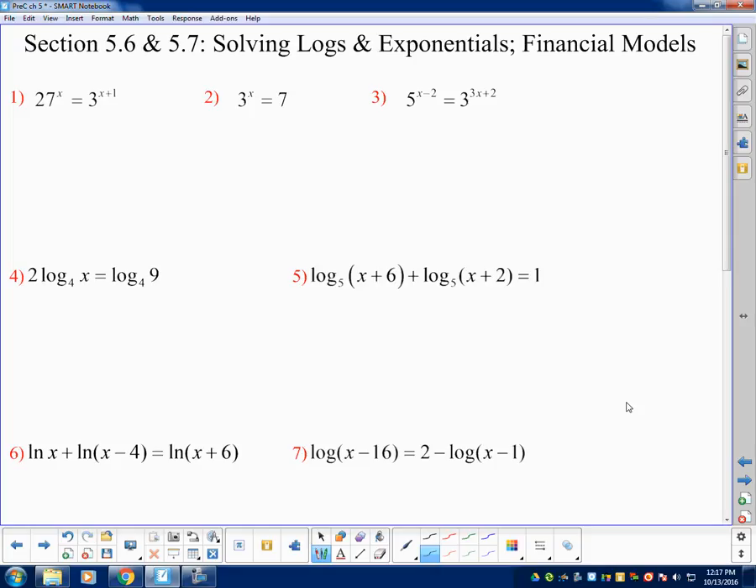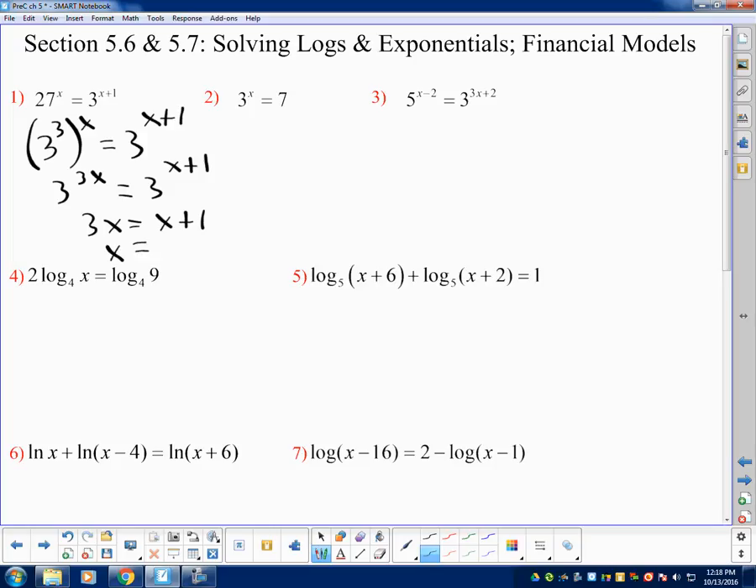Number 1, I can rewrite the 27 as 3 cubed, right? And when you have a power to the power, you can multiply. So this is 3 to the 3x equals 3 to the x plus 1. And when the bases match, as they do in this case, you can set the powers equal. So 3x equals x plus 1. If I solve that for x, subtract the x over, divide by 2, I get x equals 1/2.